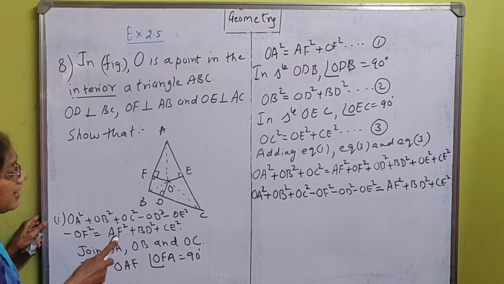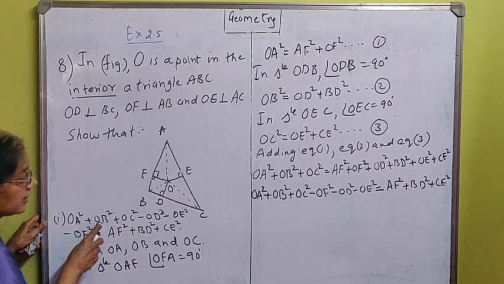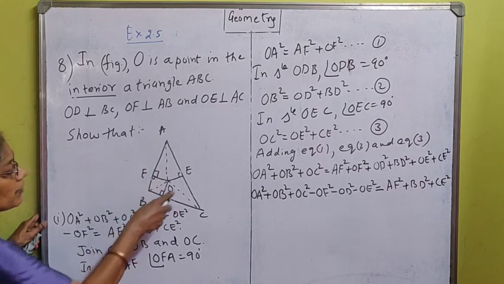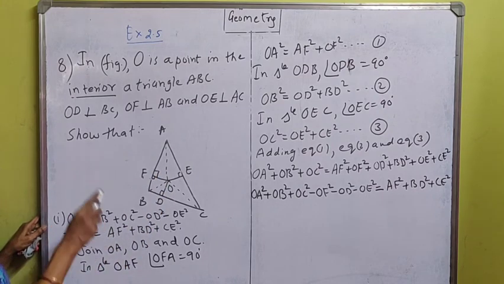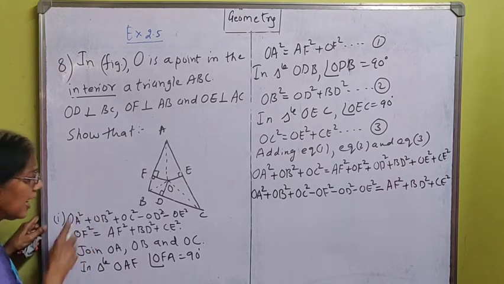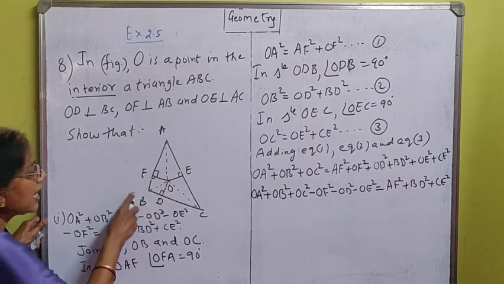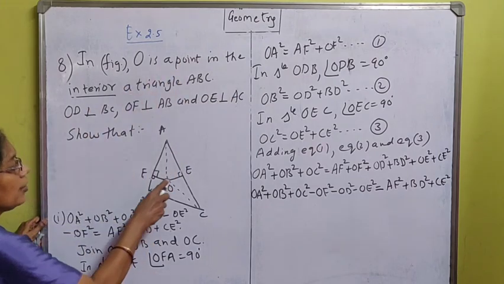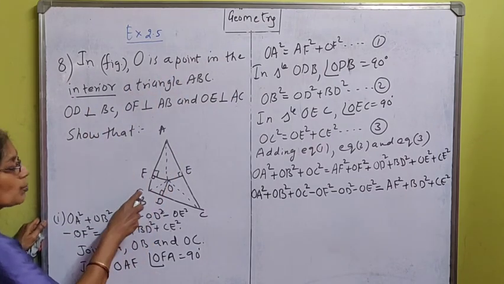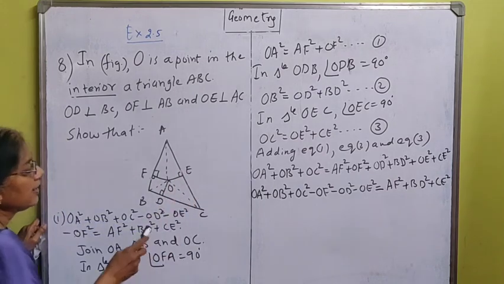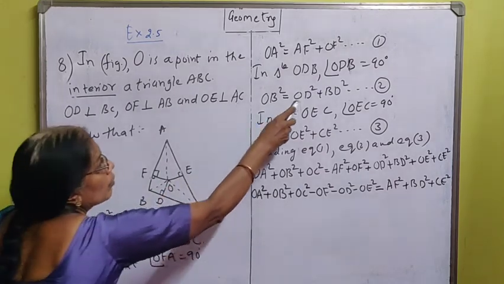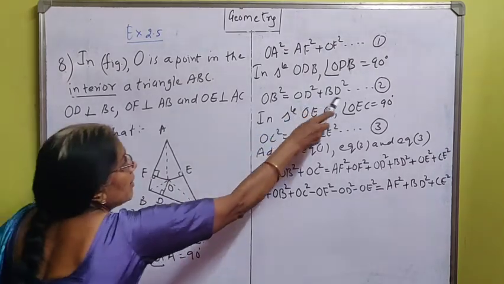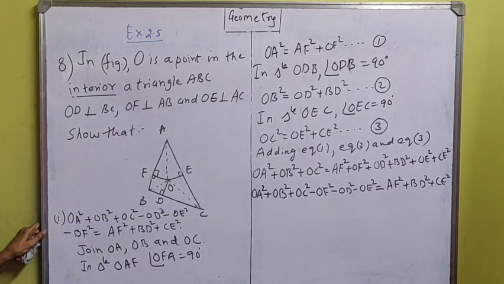Let us take a second triangle. OB is there. Then OD is there and BD is there. So we have to take triangle ODB. So in triangle ODB, angle ODB is equal to 90 degrees. So OB will become the hypotenuse. So OB square is equal to OD square plus BD square. This is your equation number 2.